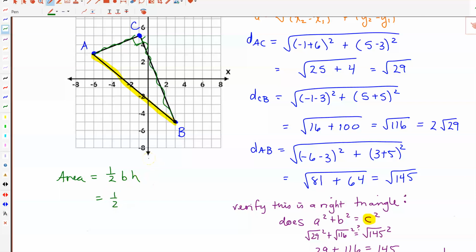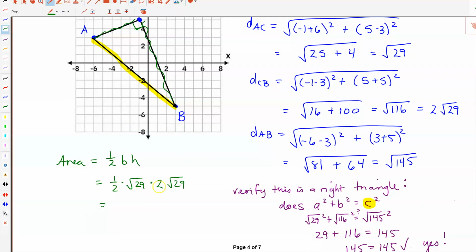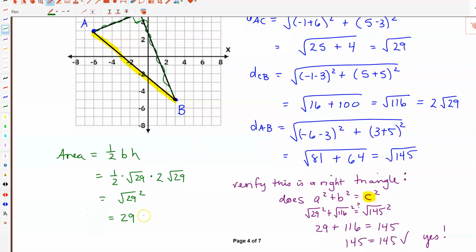So I'm going to have 1/2 times AC is the square root of 29, and CB is the square root of 116. And in this case, it actually might make sense to use its simplified version, because if I put the 1/2 times the 2 together, those will just come out to 1. And then the square root of 29 times the square root of 29 is the square root of 29 squared, which just simplifies to 29. So then I get the area as 29 square units.